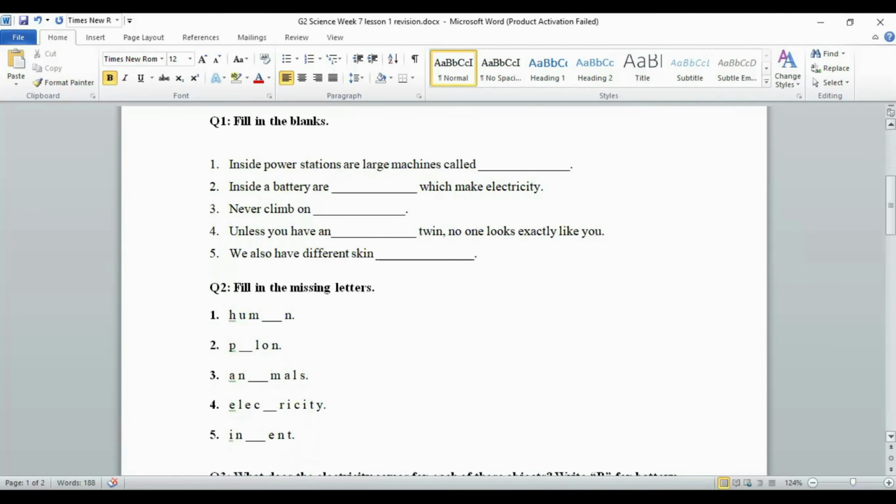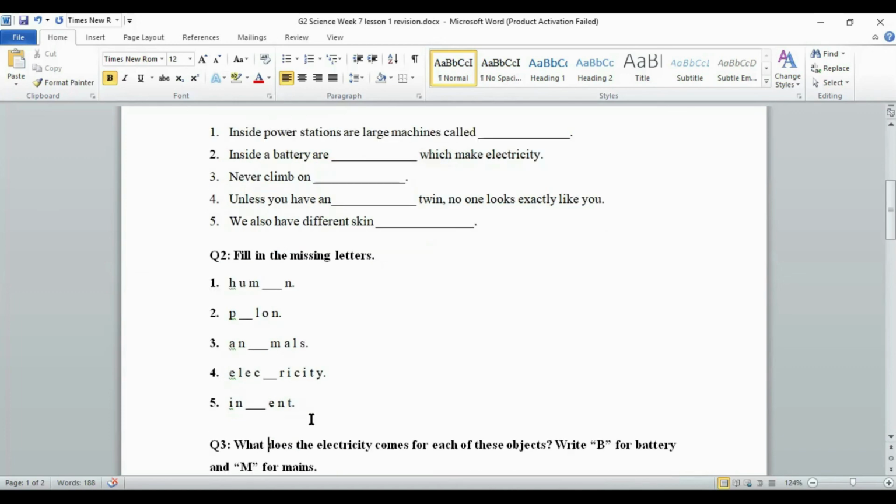Then there are fill in the missing letters. Number one is HUM dash N. Number two, P dash LON. Number three, AN dash MALS. Number four, ELEC dash RICITY. Number five, IN dash ENT.